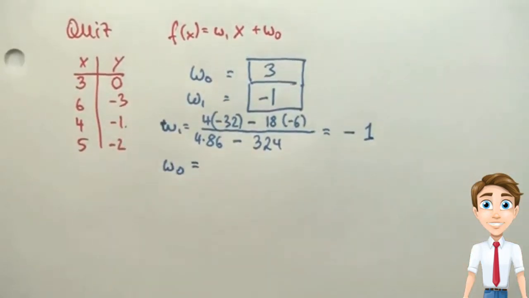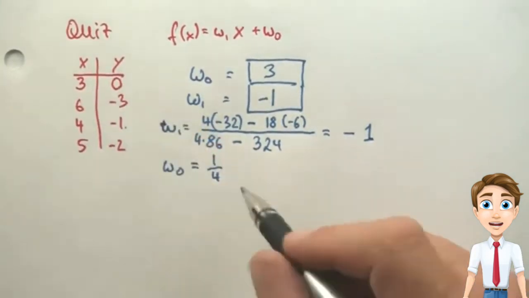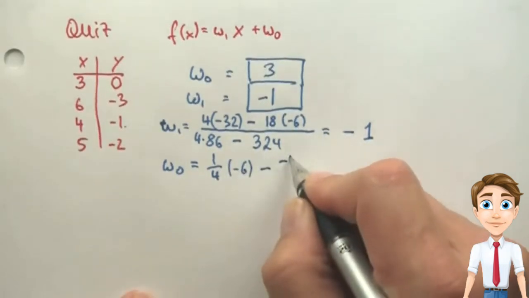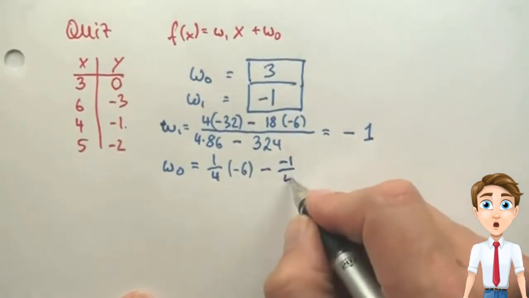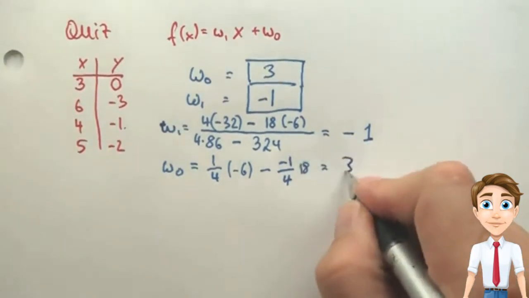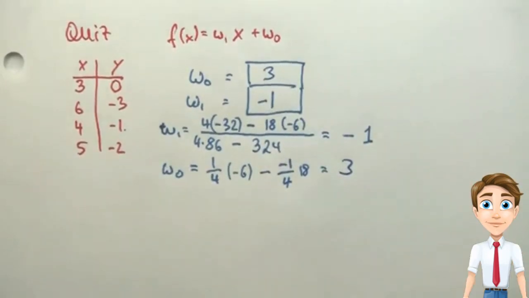W0 is now obtained by computing a quarter times the sum of all y, which is minus 6, minus W1 over 4 times the sum over all x. And if you plug this all in, you get 3 as over here. So our formula is actually correct.